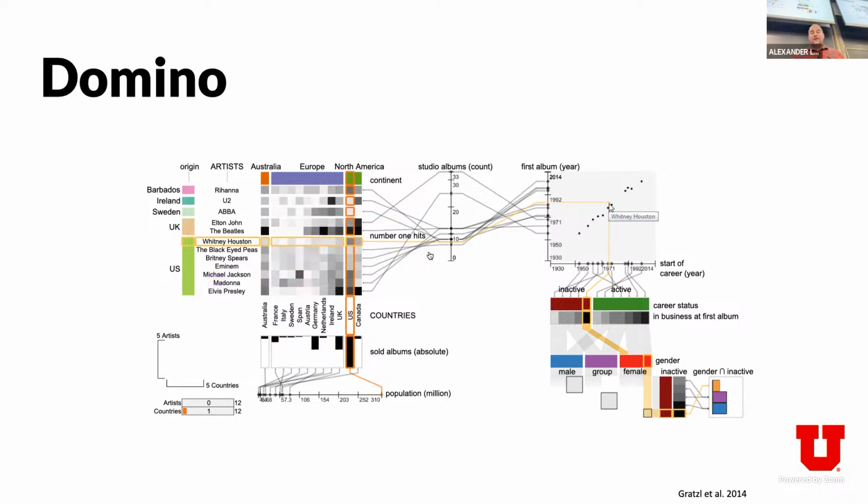And so what you see here is actually pop charts, like what Rihanna, U2, ABBA, Elton John, the Beatles, and so on. You see this in different continents, in Australia, Europe, North America. And then you see the number of studio albums, when was their first album, when was their career, right? So we are switching now suddenly from album to artist. And then we say the career starters, are they active or inactive? And so on.